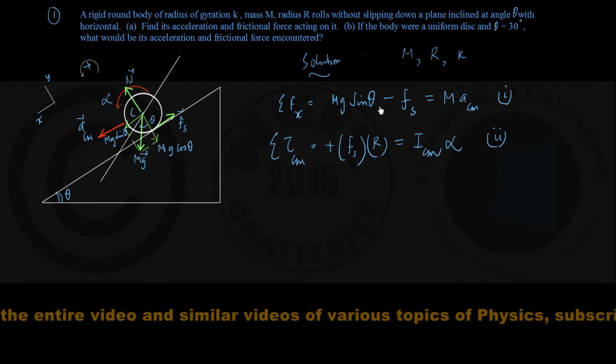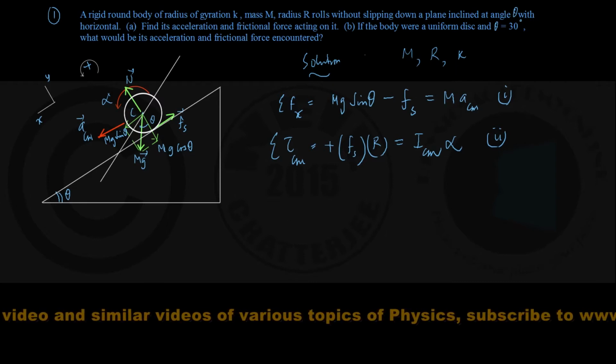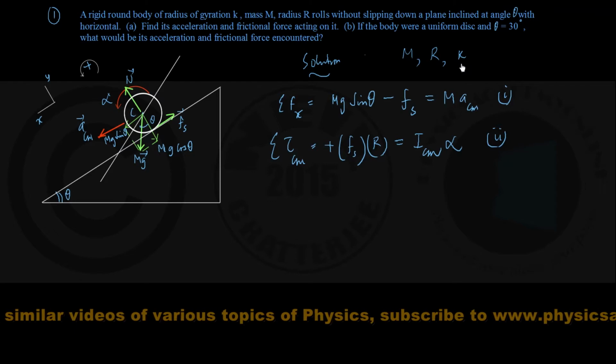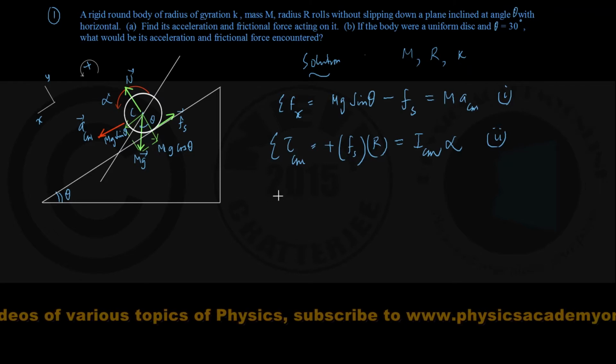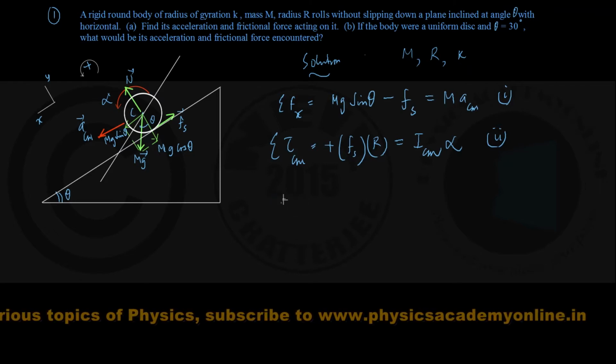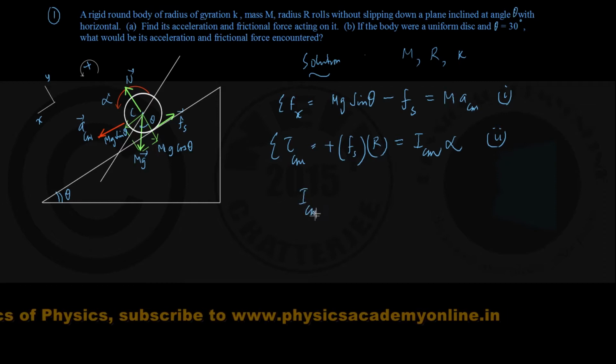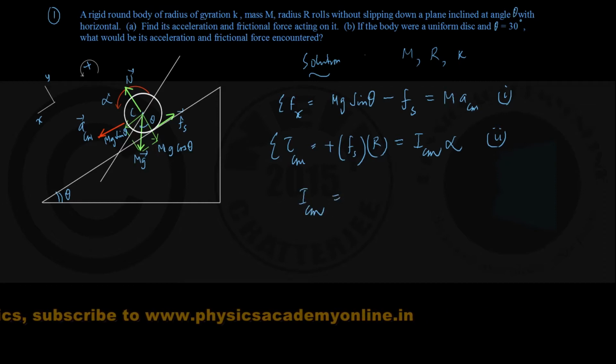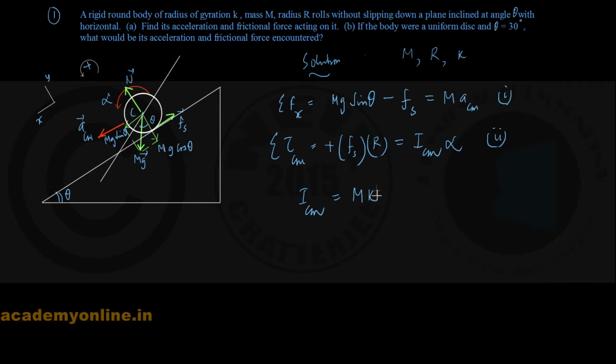radius is small k. And so, recalling the definition of gyration radius, we might write down that the moment of inertia of the body about an axis through the center of mass is given by the product of its mass and the square of the radius of gyration measured about that same axis through the center of mass. So ICM is equal to m into k square, right?